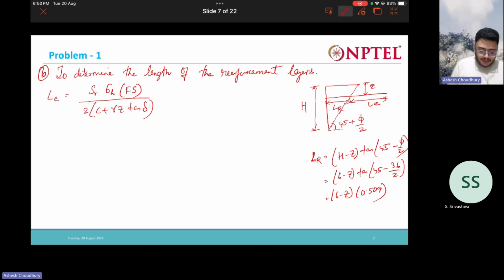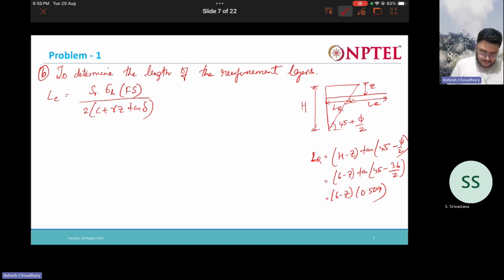And why twice? Because both the top surface and the bottom surface of the reinforcement are contributing to the shear resistance, or the frictional resistance, isn't it? Both the top and the bottom surfaces of the reinforcement are contributing to the shear resistance. That's why you are using 2, right?